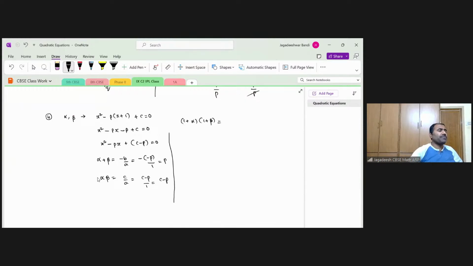Okay. So now let us simplify further. So we get 1 plus alpha plus beta plus alpha beta, after expanding or multiplying this. Then 1 plus alpha plus beta value p, alpha beta value c minus p. Alpha plus beta value p, alpha beta value c minus p. p minus p gets cancelled. Finally, we get 1 plus c, which is our option D. If you want, you can take the screenshot.